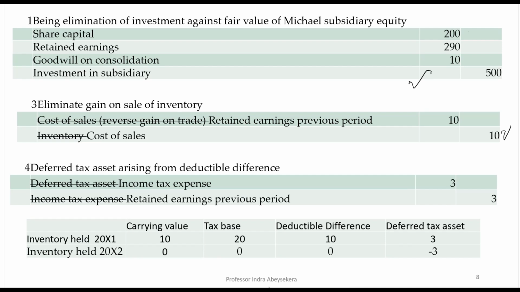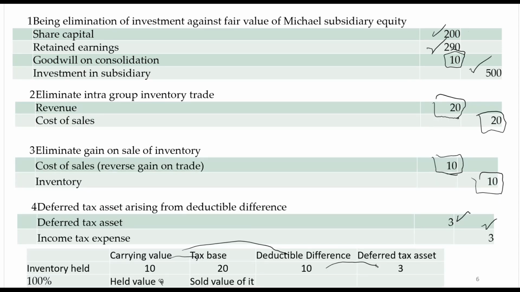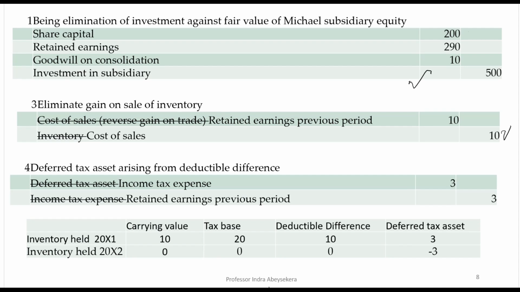And the cost of sales that was there, where the unrealized gain was previously decreased, that cost of sales is in retained earnings, and therefore it's in the previous period's retained earnings. We need to decrease the retained earnings for that unrealized gain from previous period retained earnings. We debit 10 million there.